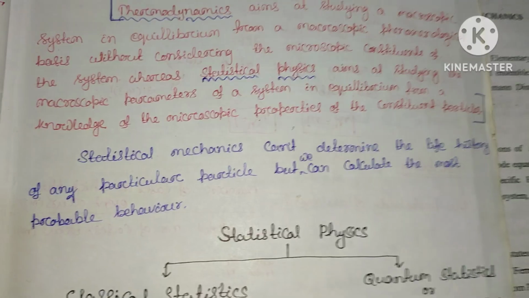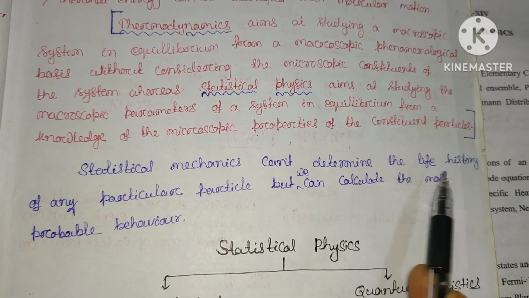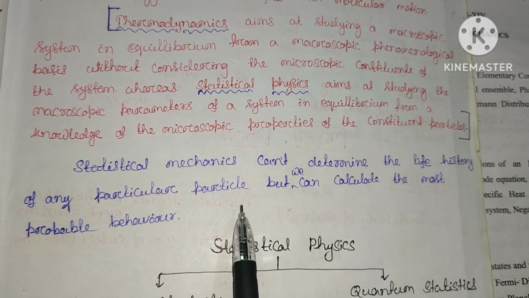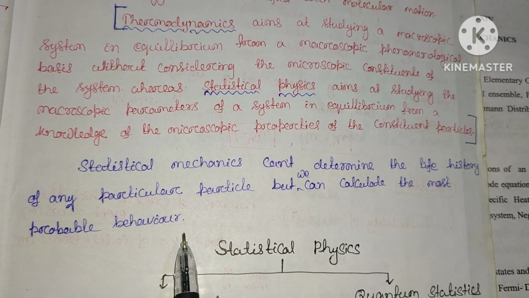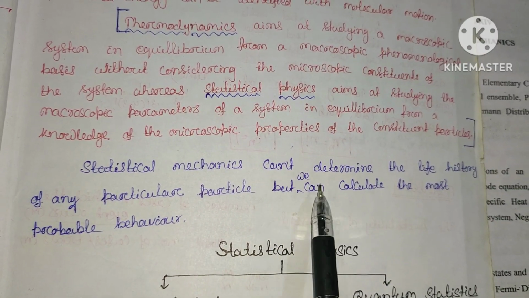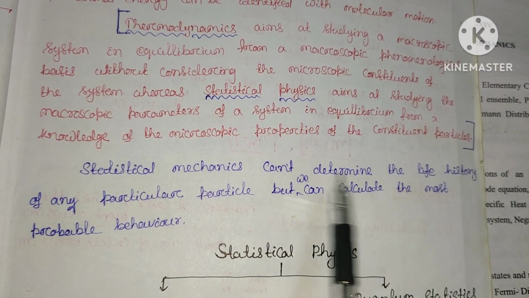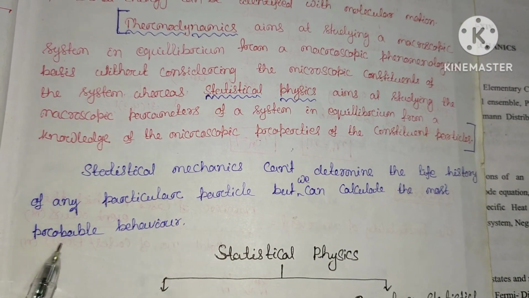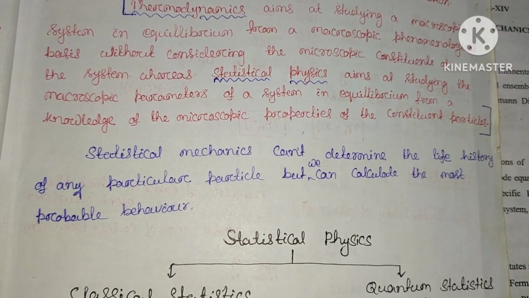The next is statistical mechanics. It cannot determine the life history of any particular particle, but it can determine the most probable behavior. Step by step we will discuss it.